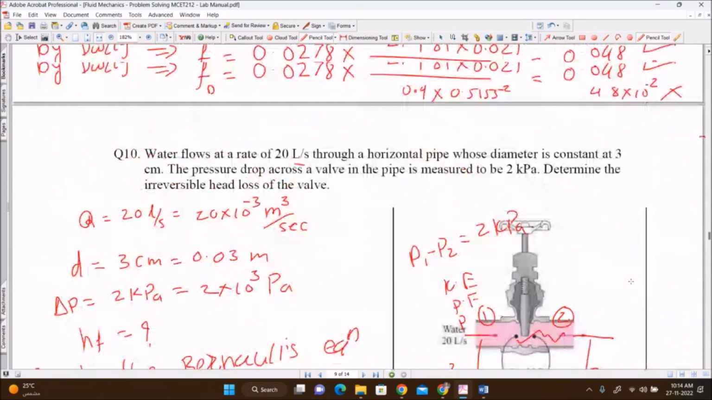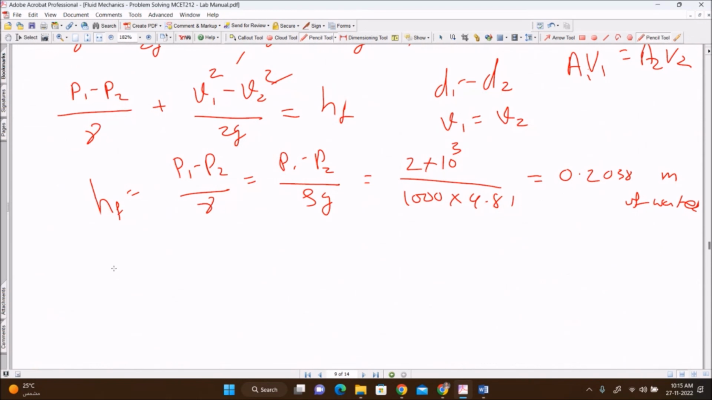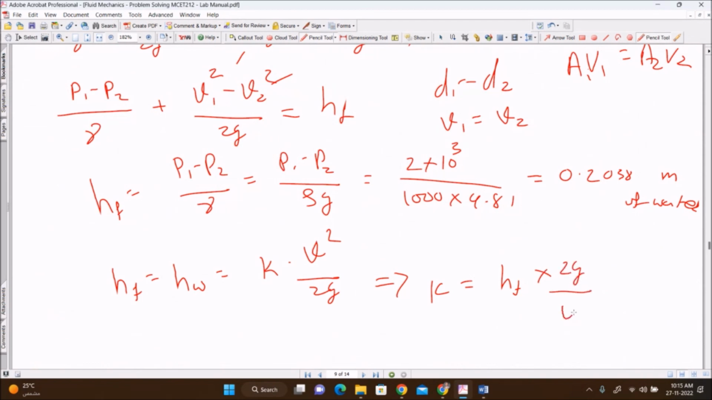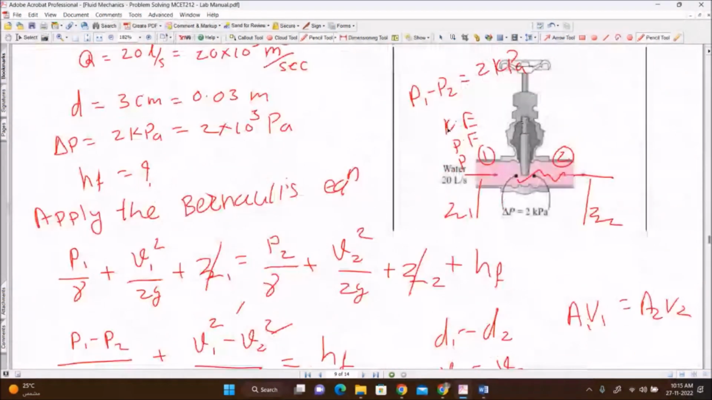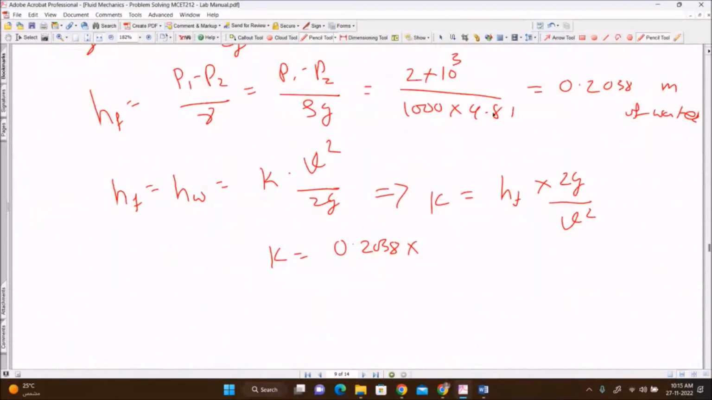Sometimes in the question it is asked to find the K factor. The head loss due to friction is given by HF is equal to HW is equal to K factor into V square by 2g. So here I can find the K factor of the wall: K is equal to HF into 2g by V square. So K is equal to HF, which is 0.2038. Velocity is, did I find velocity? No. So I can find out the velocity here.